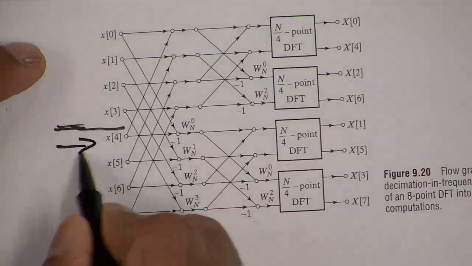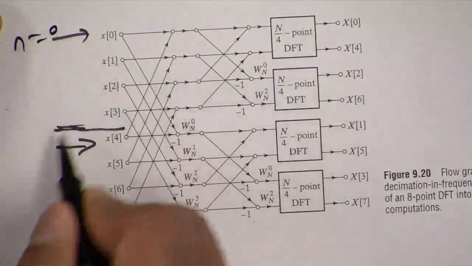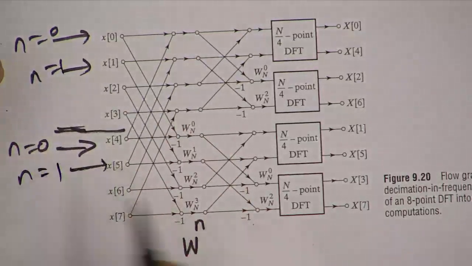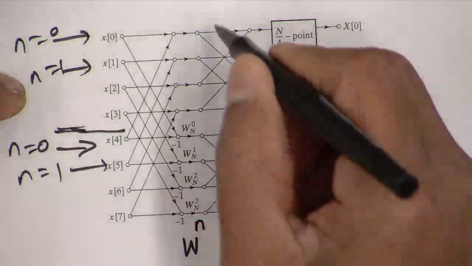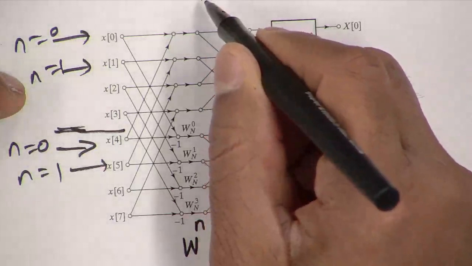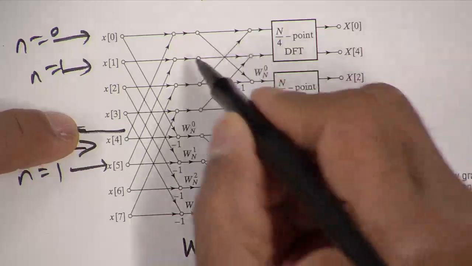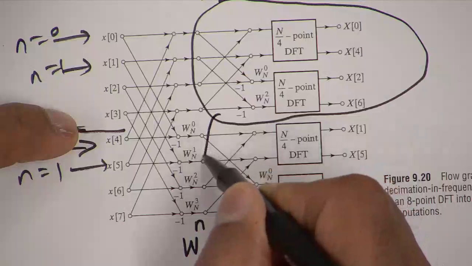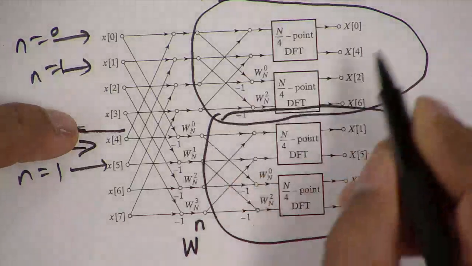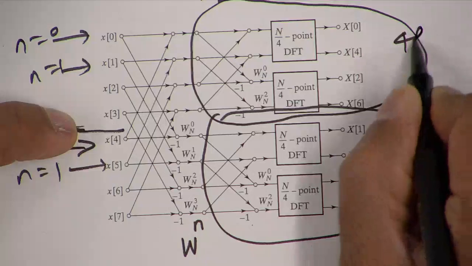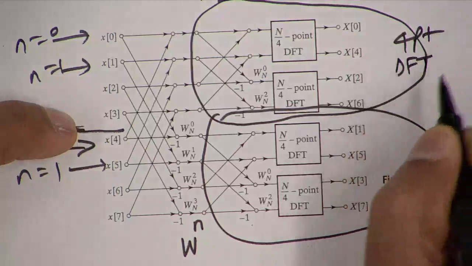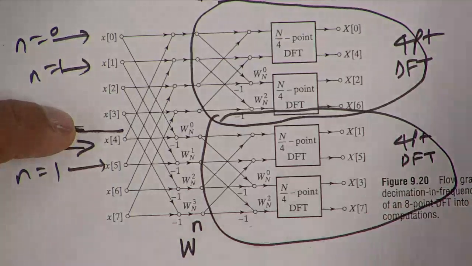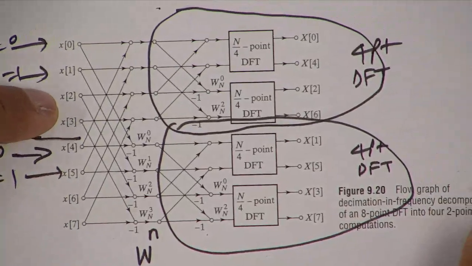So think of this and this as n equal to 0. This is n equal to 1. Okay, W to the power 0, 1, 2, 3. And then whatever you see to the right, let's see here. So this whole thing and this whole thing is the 4-point DFT, and this is the 4-point DFT. Okay, so that's basically the decimation in frequency decomposition.